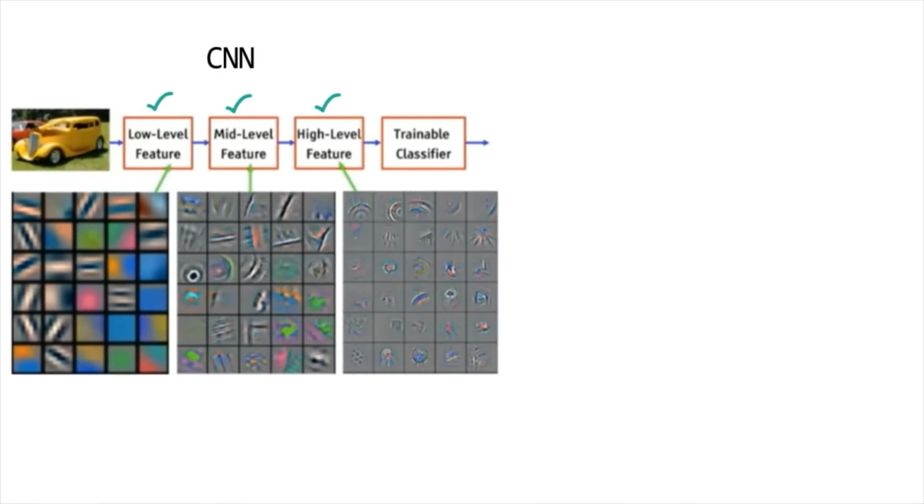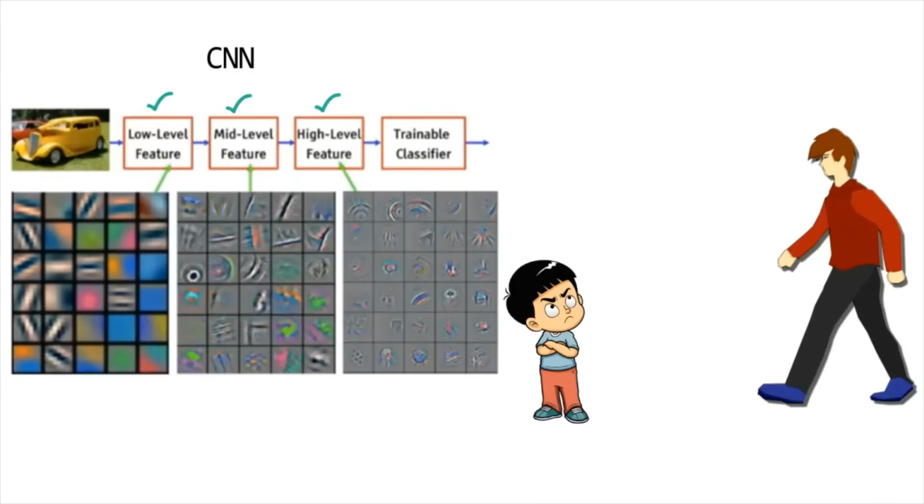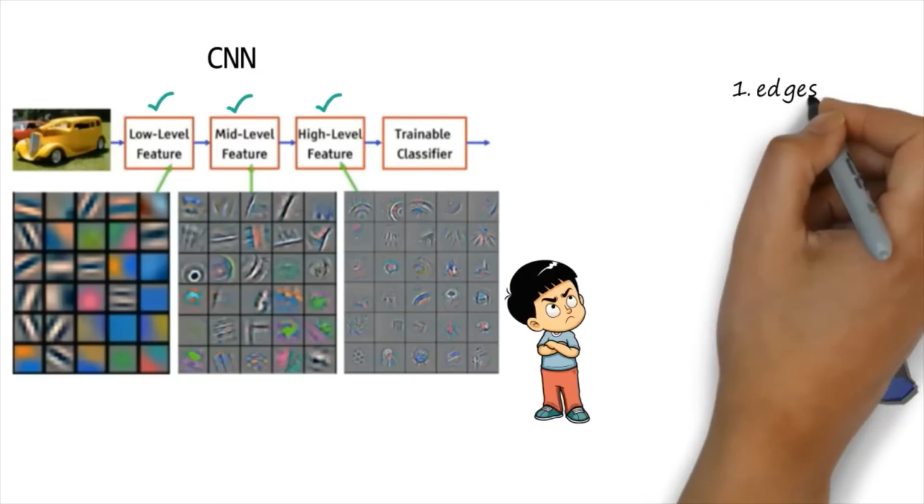Suppose you saw someone walking towards you from a distance. What will you do? Your eyes will first try to detect the edges of the person. Whatever figure is visualized by your eyes, first it will try to find out the edges of that figure.